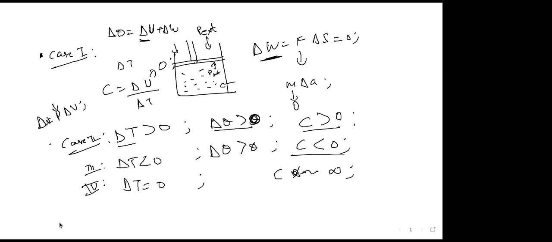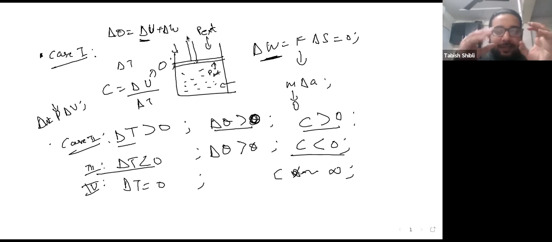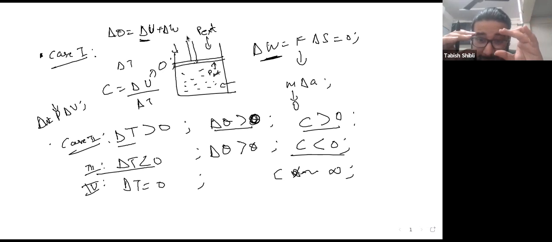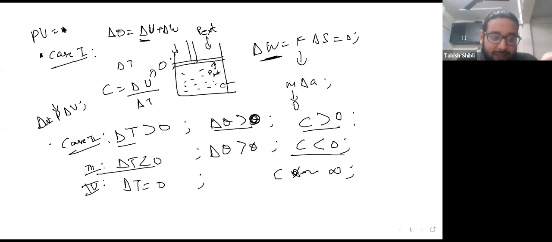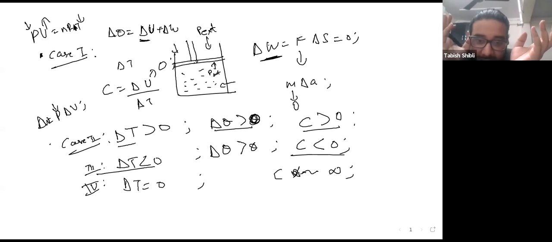Sir, please explain case third again. Case third is when the external pressure, let's say the external pressure is very low and the internal pressure is very high. So what happens is that when the gas expands, it will expand so much that the temperature goes down, right? Because PV is equal to nRT. If the pressure is the same and you increase the volume, my temperature has to go down, right? So for any gas to expand, your temperature has to go down.